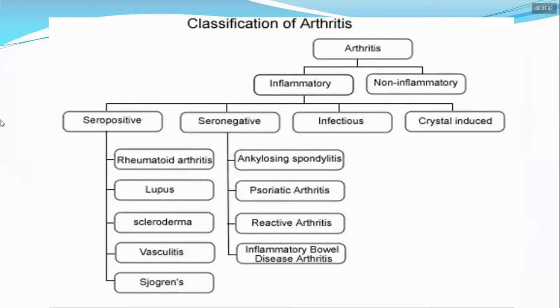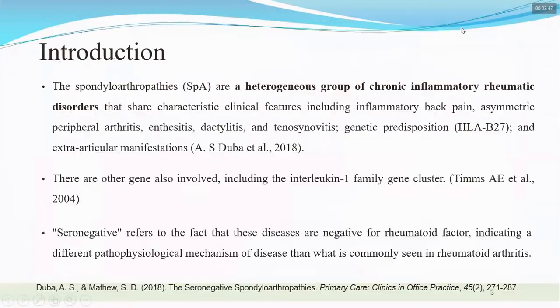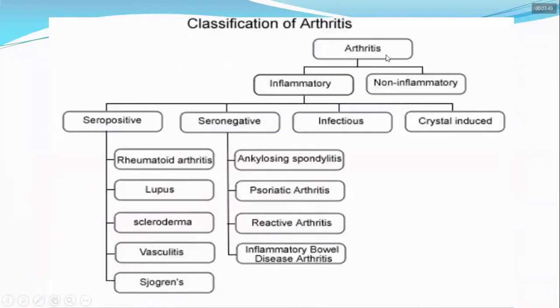Now moving to the classification of arthritis. This is a simple classification. Basically, arthritis is divided into inflammatory and non-inflammatory arthritis. The inflammatory arthritis consists of seropositive, seronegative, infectious, and crystal-induced. Basically there are four inflammatory causes of arthritis, and there are other non-inflammatory causes.